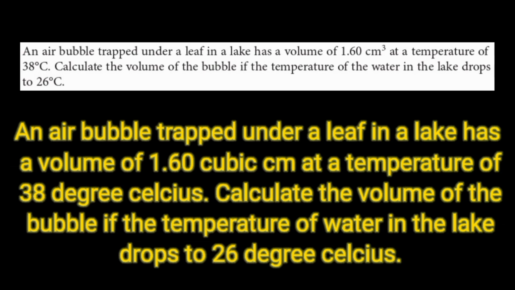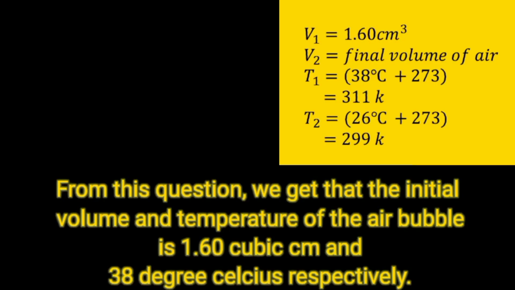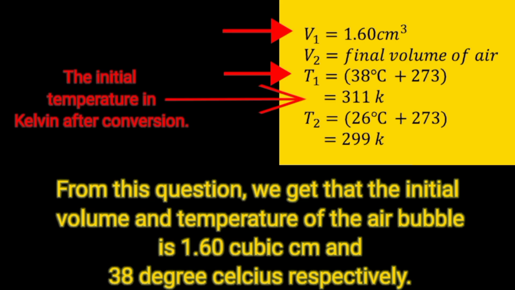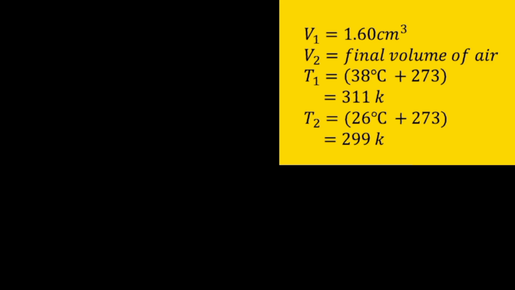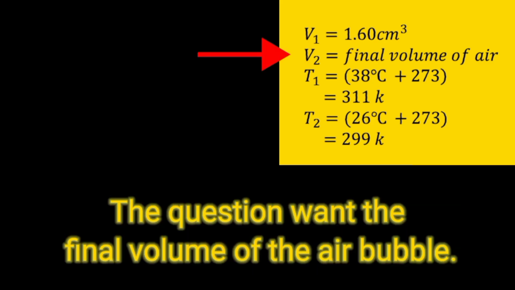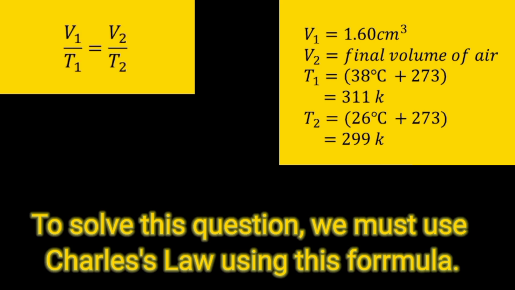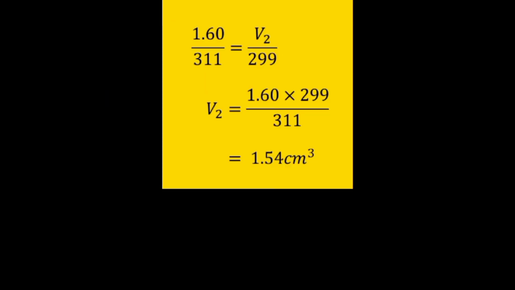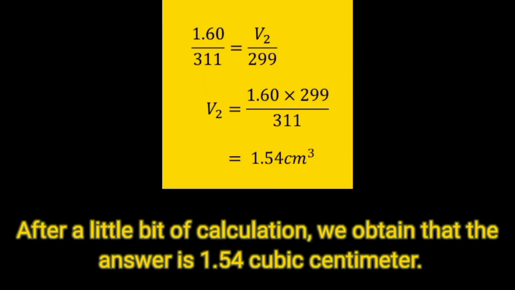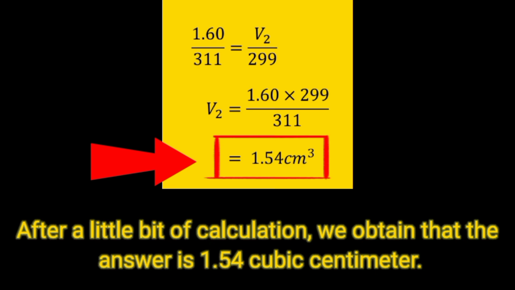From this question, we get that the initial volume and temperature of the air bubble are 1.60 cubic centimeters and 38 degrees Celsius respectively. The question also gives 26 degrees Celsius as the final temperature with the final volume of the air bubble missing. The question wants the final volume of the air bubble. To solve this question, we must use Charles' law using this formula. After inserting the information that we obtained into the formula, we will get this. After a little bit of calculation, we obtain that the answer is 1.54 cubic centimeters.